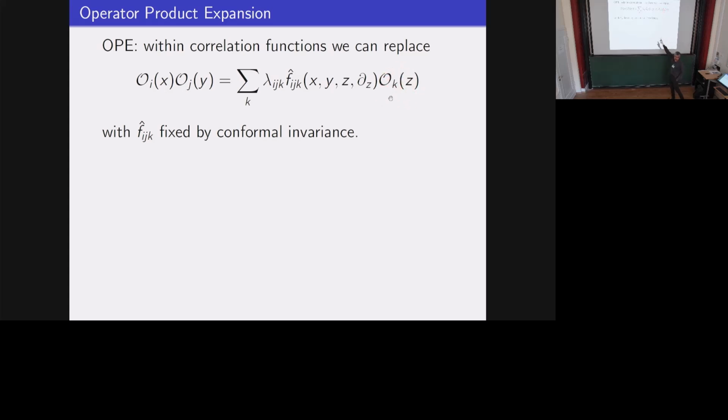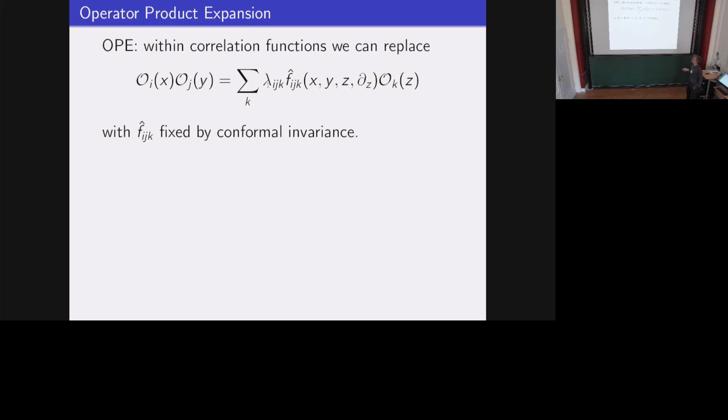I mean, there is some relation between the position z and the position of x and y, but let me not specify that later on. So the coefficients of this infinite linear combination are not really numerical coefficients. These are actually differential operators acting on these OKs. But the structure of these coefficients is completely fixed by conformal invariance and by the knowledge of the structure constants that appeared in the 3-point function.